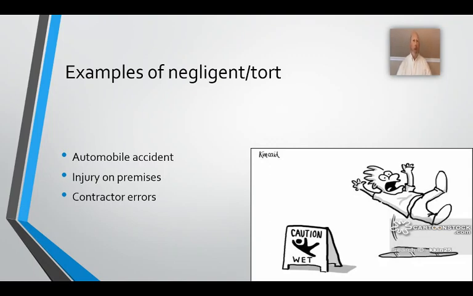The next one that will be a primary focus would be probably contractor errors. You have a plumber that does some repairs to your home, and in the process, they do something which allows water to spill into your home unexpectedly, causing damage to your premises. That will be another wrongful act that results in a tort action.